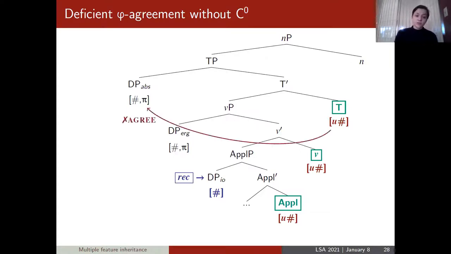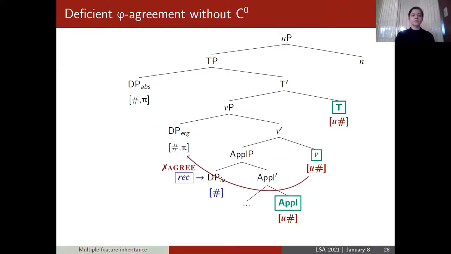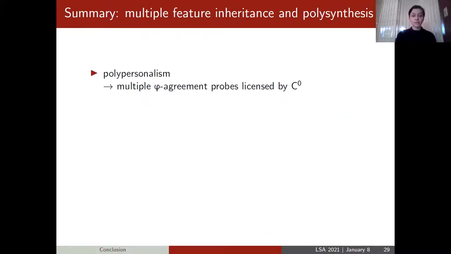The other types of arguments, since they have a full set of phi features, cannot be agreed with by this deficient probe. So Agree fails between T and the absolutive DP, and also between little v and the ergative DP. But since the applied argument has this deficient set of phi features, which matches exactly the deficient set on Appl, this agreement is possible. So this accounts for the fact that you do see some agreement in nominalizations, but only with anaphors and not with full nominals.